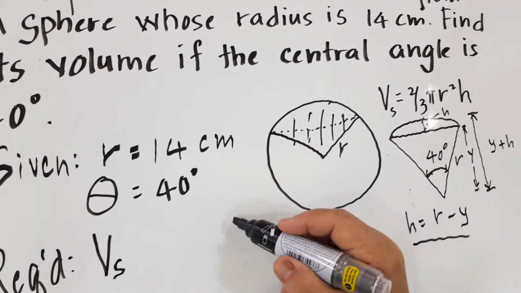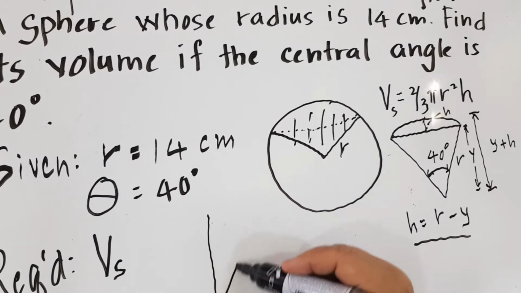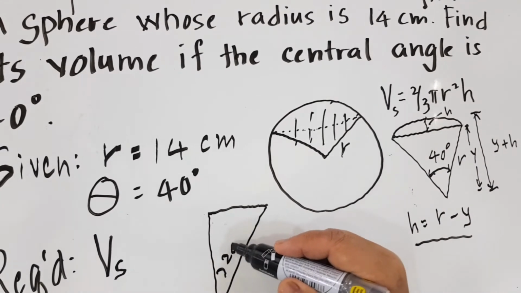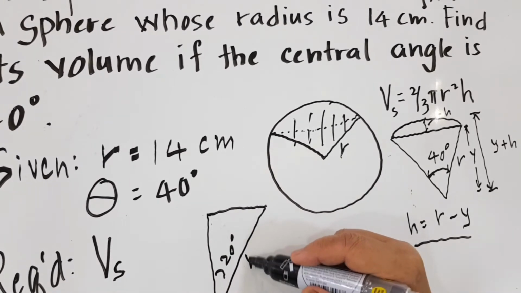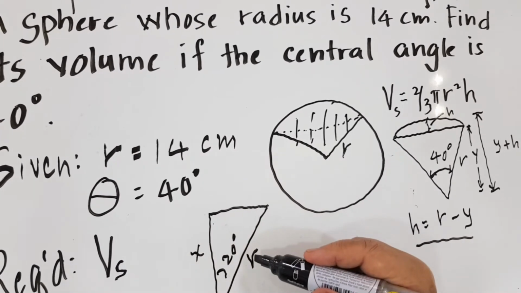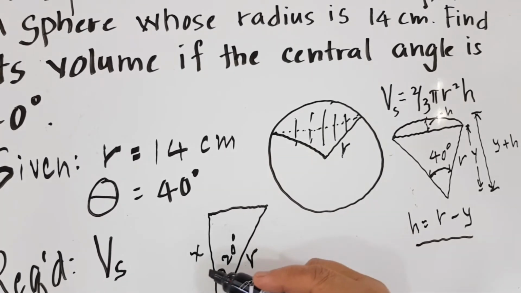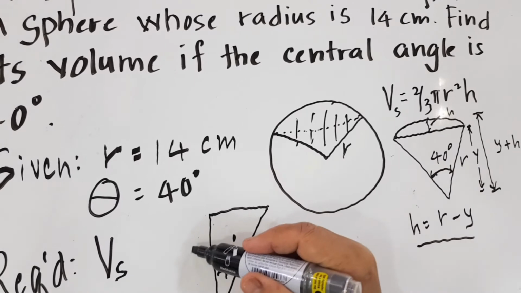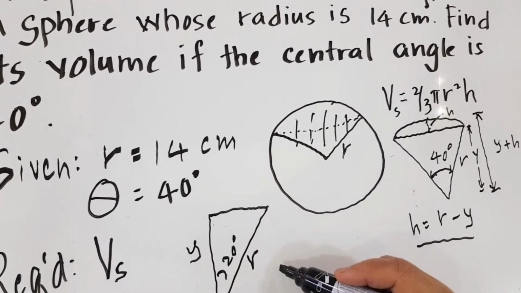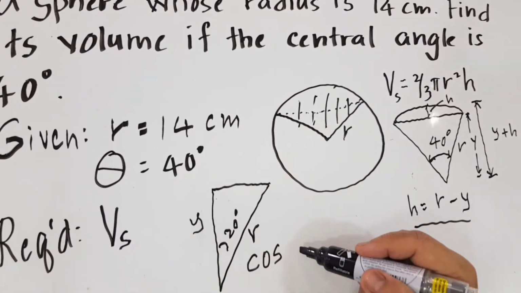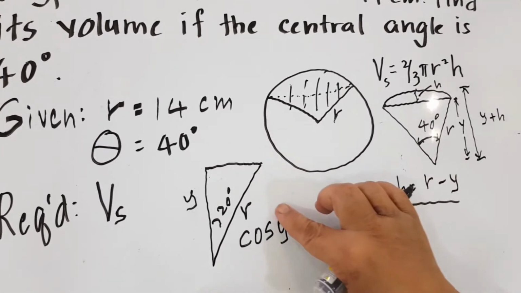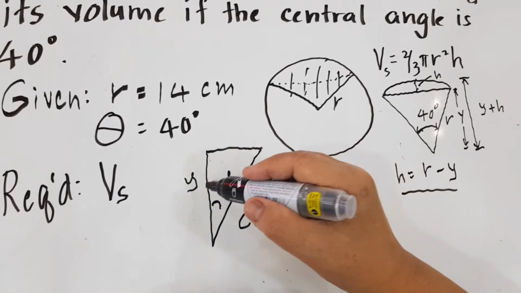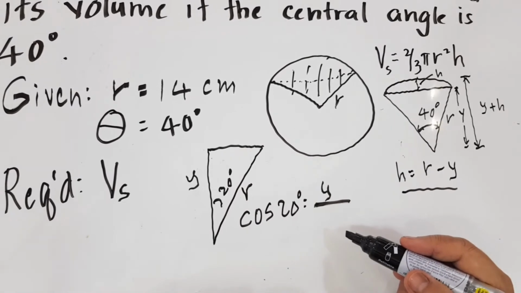Now, how will we do this? If we redraw this area, and of course the central angle, half of it is equal to 20, so this is 20 degrees, and this is the radius, and we designate this one, for example, as x. We designate this one here as y and x. So to find y, we have to use the cosine function. Cosine of the angle, which is equal to 20 degrees, is equal to the adjacent, which is the y, over the hypotenuse, which is the r.